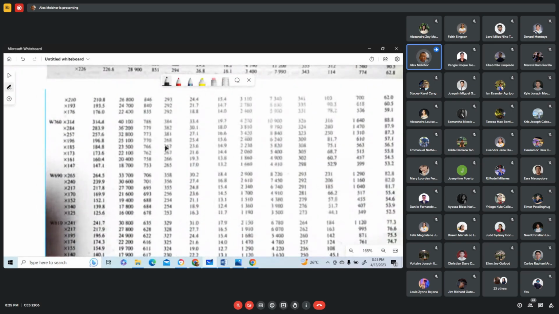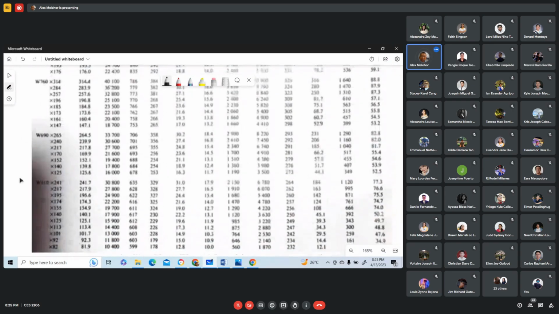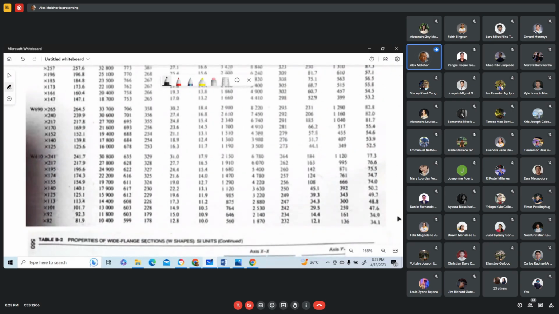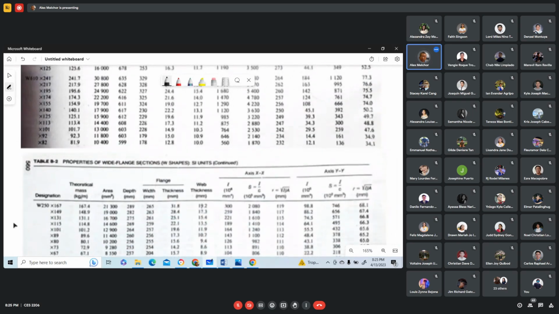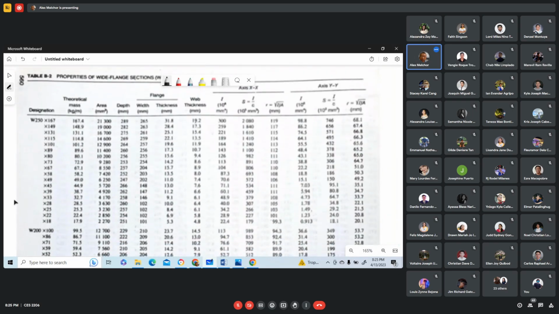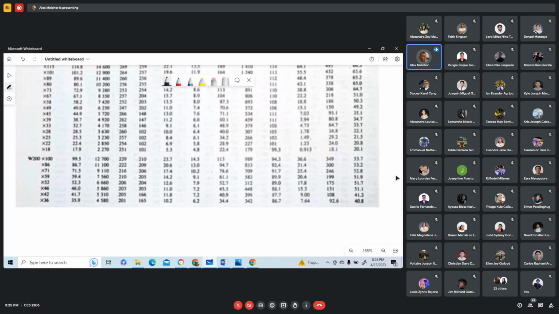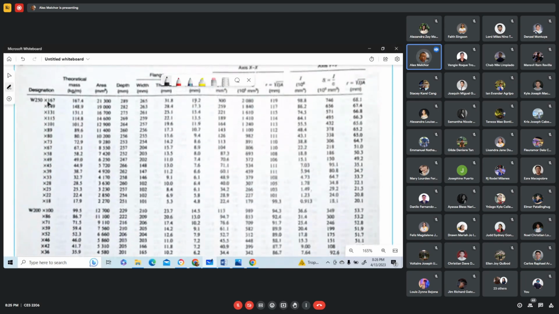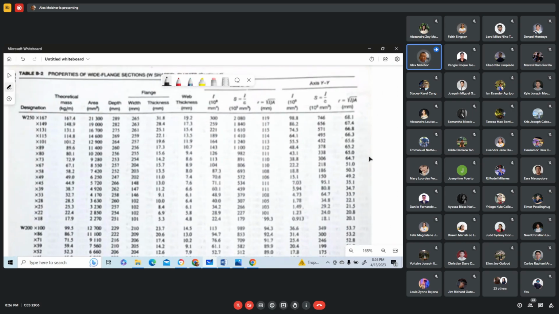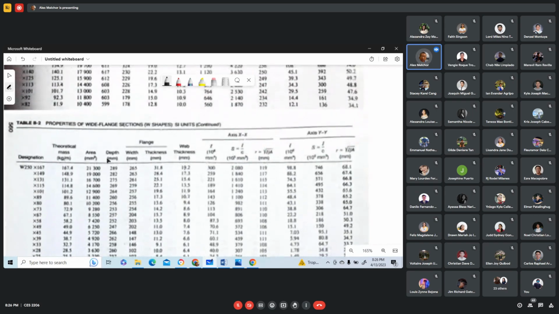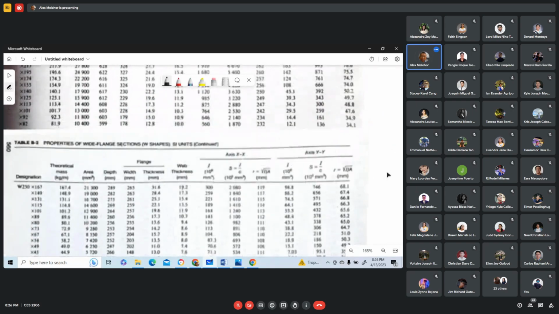So from this list, we are going to select the lightest or the economic section. Refer to this list in the appendix. Now, in the exam, I will give you the list, maybe only three sections, and you're going to select. So I'm going to give you the properties of those sections, so you don't need to refer to this appendix.